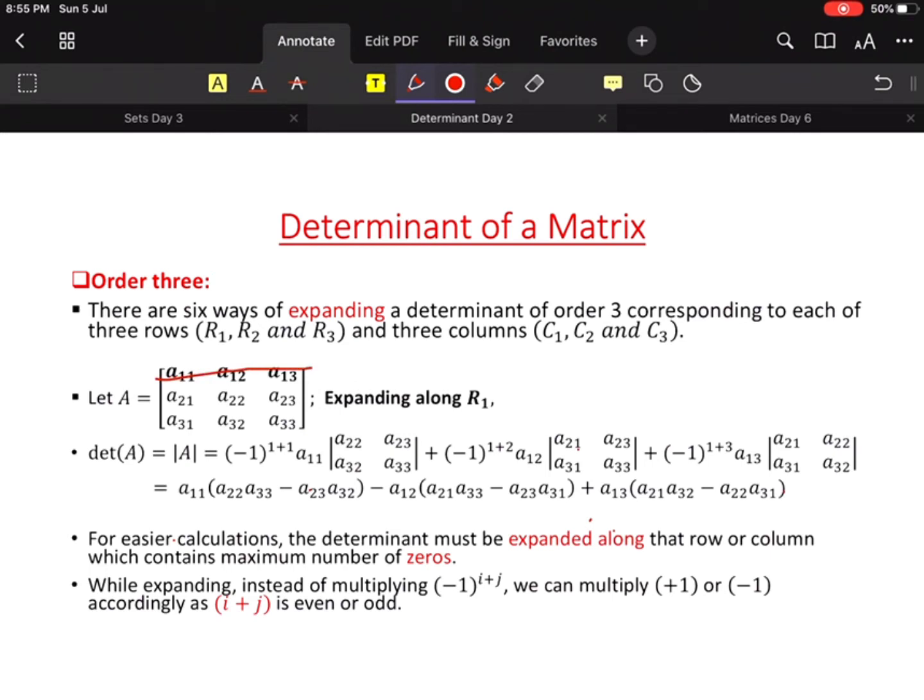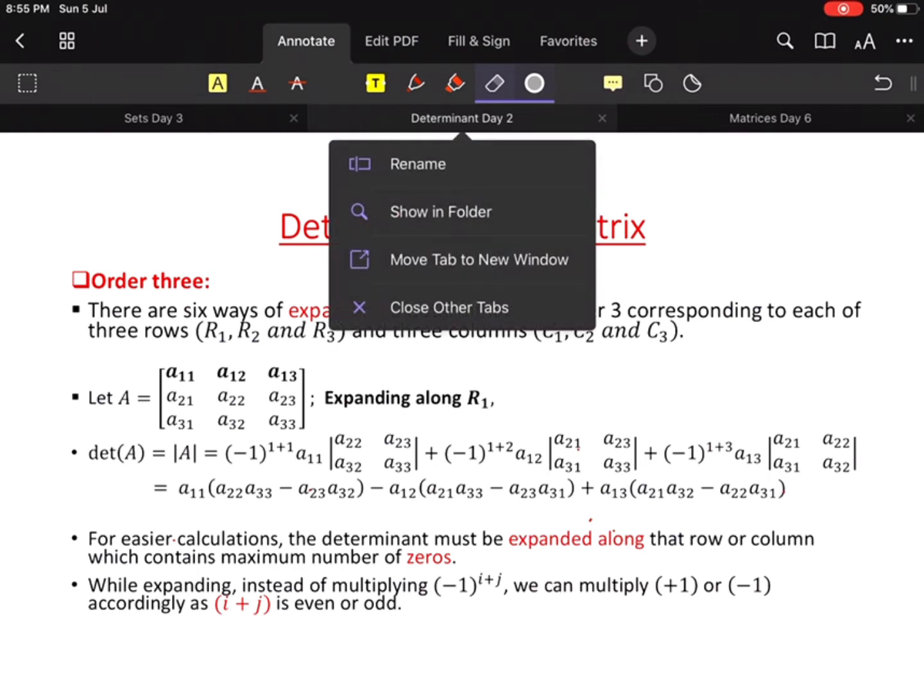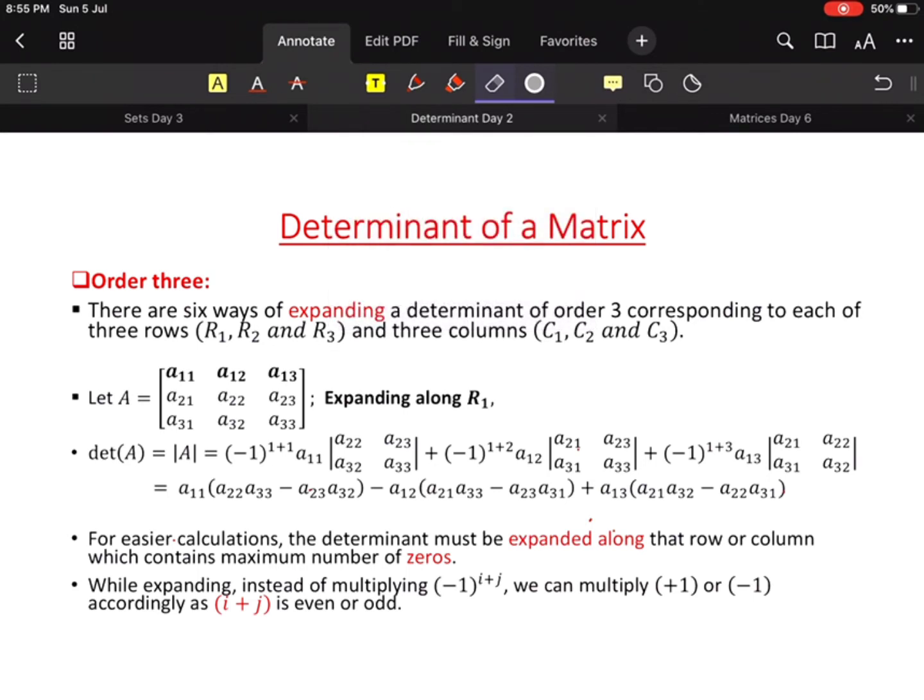How many elements are there in R1? There are 3 elements, A11, A12, A13. Those elements will play an important role in expanding the matrix. First, the determinant of A is equal to this. Now listen very carefully. It is equal to (-1) to the power 1 plus 1 into A11. Why am I writing A11? Because it is the first element of row 1. Why 1 plus 1? Because the row and column are 1 and 1.